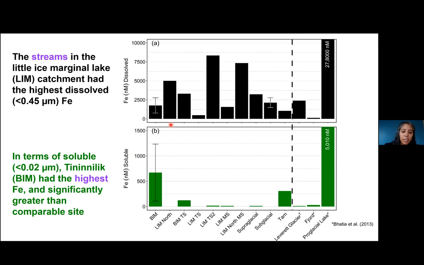Here on the bottom, TS is terrestrial stream, MS is marginal stream, and then we have our different systems. Our two lakes are over on the far left-hand side. We find that the streams in the Little Ice-Marginal Lake catchment, so that's over here, have the highest dissolved iron, so lots of that larger form of iron. But in terms of our more bioavailable iron, Lake Tinanilik actually has the highest amount of iron, significantly greater than our comparable site over at Leverett Glacier. So, right, this is a couple of orders of magnitude larger.